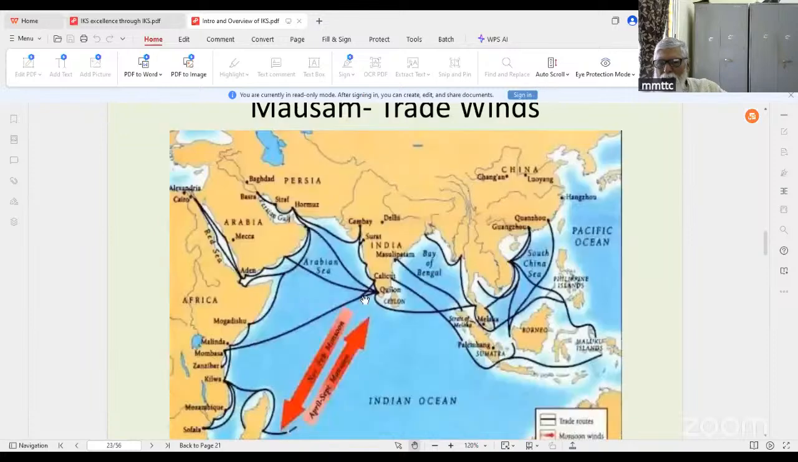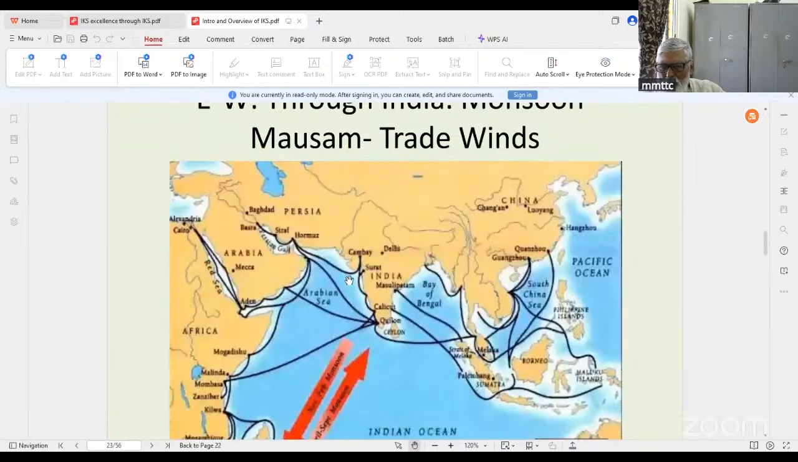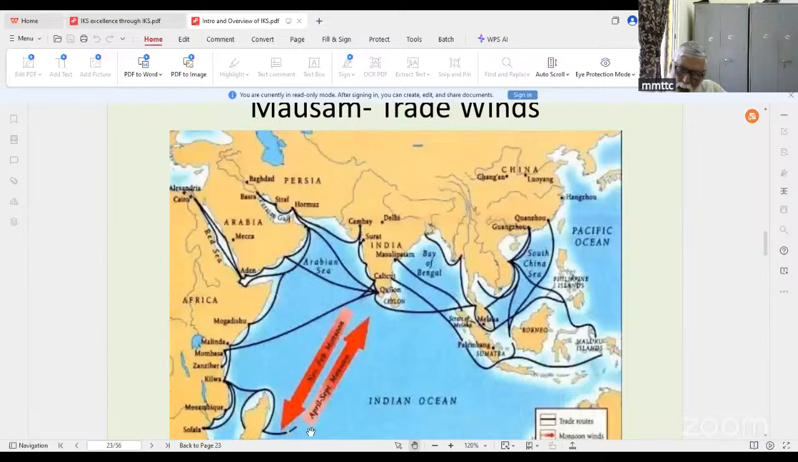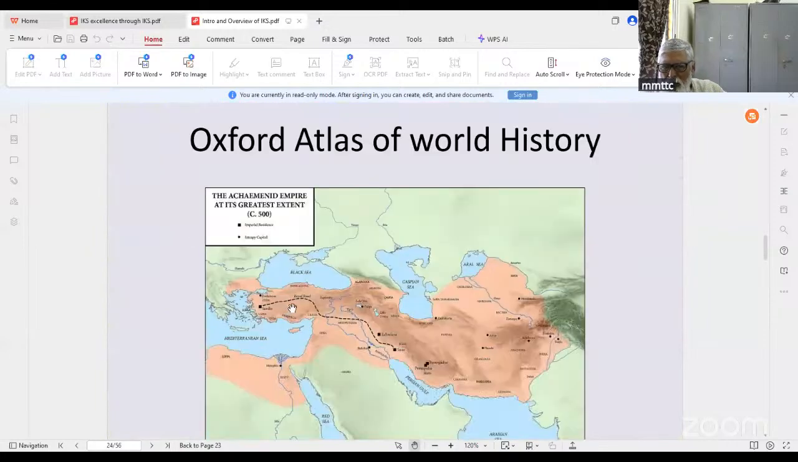And that's how the monsoon came. Mausam means trade winds. So April to September, people would come from here to here. November to February, they would go back. September, October, November, they would stay here during monsoon. This is how it was, and it's not a joke. You can see here, look at the Oxford Atlas of World History.